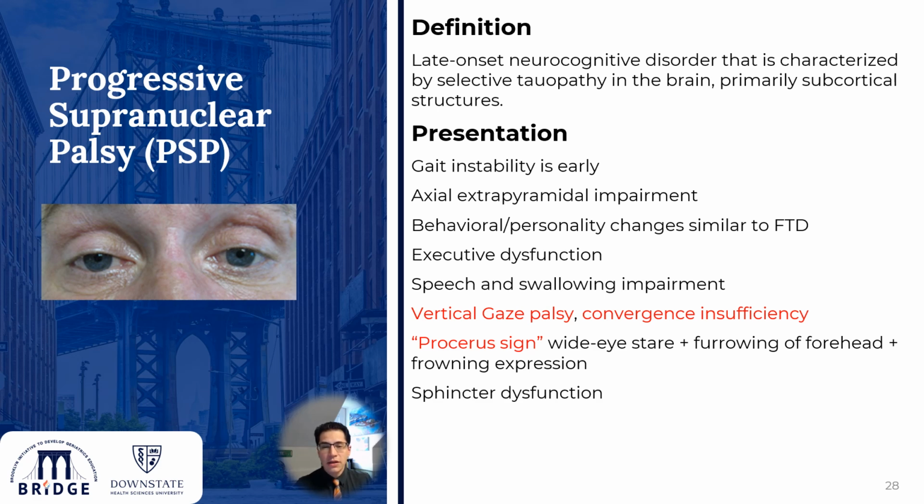Two unique features of this type of neurocognitive disorder are the vertical gaze palsy and convergence insufficiency that you see in the eye movements, and also the wide eye stare, furrowing of the forehead, and the frowning expression that you can see in this picture. Sphincter dysfunction can happen as part of the dysautonomia.